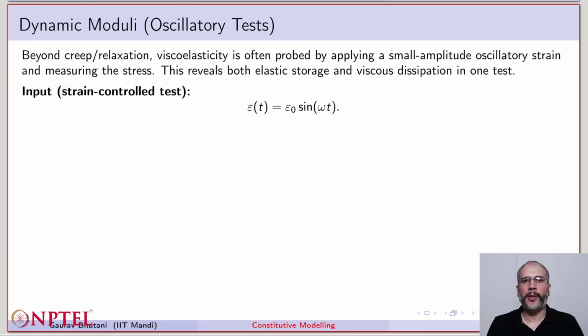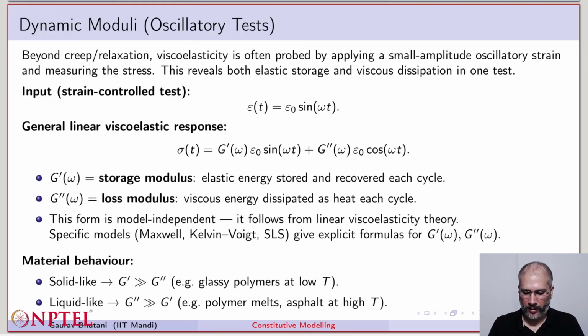Now, rather than performing a creep and a relaxation test separately on a material, what we do is we perform an oscillatory test. That is, we oscillate the strain sinusoidally like this. So that's still a strain control test. And this reveals both the elastic storage and the viscous dissipation response in one test.